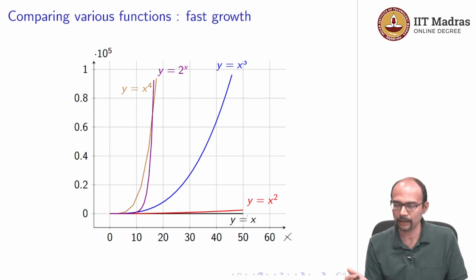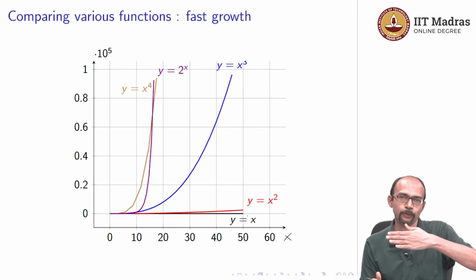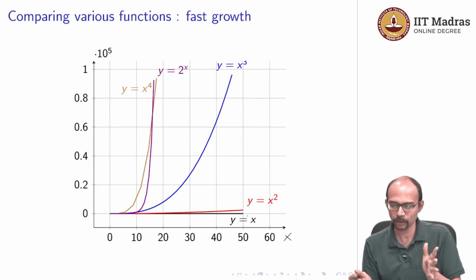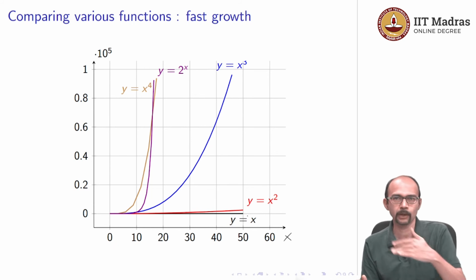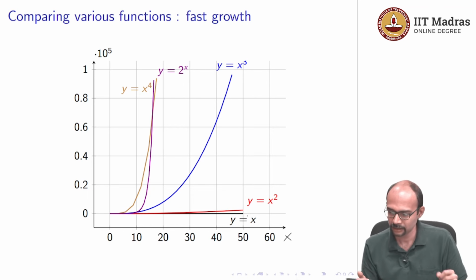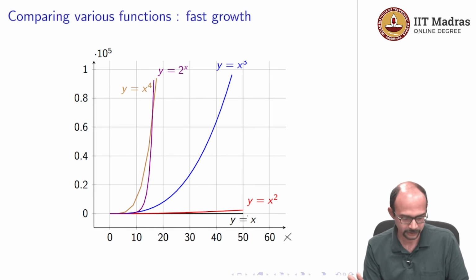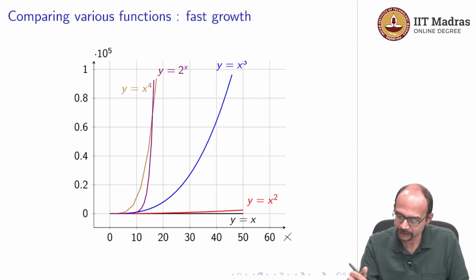This is y is x, on this scaling it almost looks like a flat line, and even y is x squared looks somewhat flat, but it is not actually flat. If you draw the scaling nicely, then it looks like our parabola. We have seen this parabola figure before in our previous slide, and y is x cube is fairly fast even in this scaling, and then you have y is x to the power 4, which is this brown line.